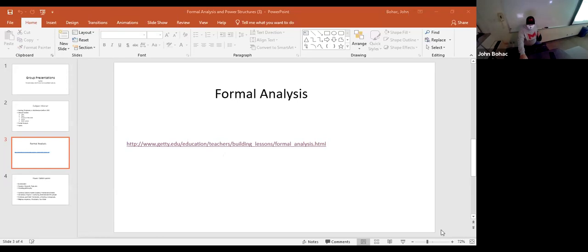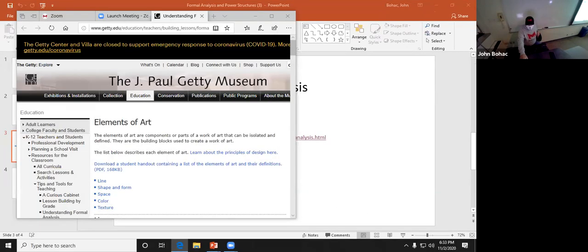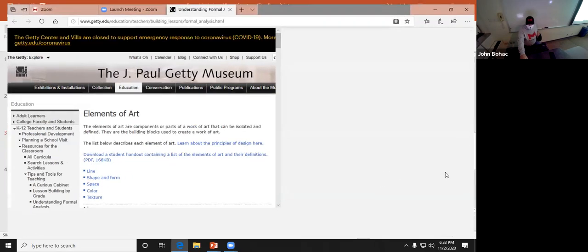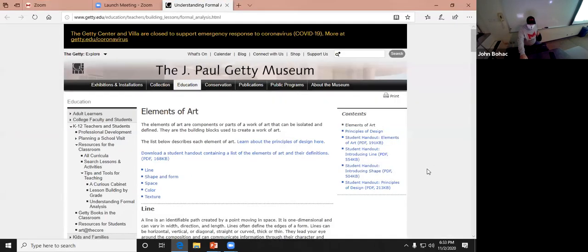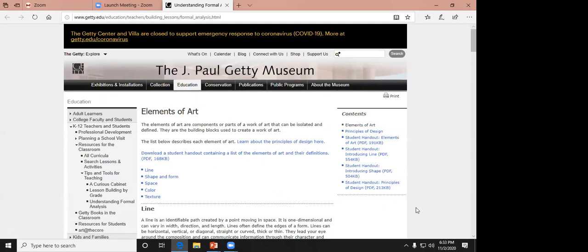and let me see, I gotta find my screen, which is here, and share and open it up. Can you see that? J. Paul Getty Museum? Yeah, we can. Okay, good.